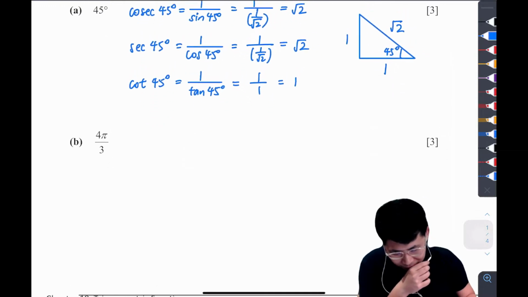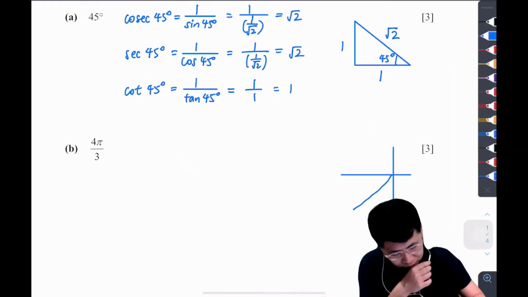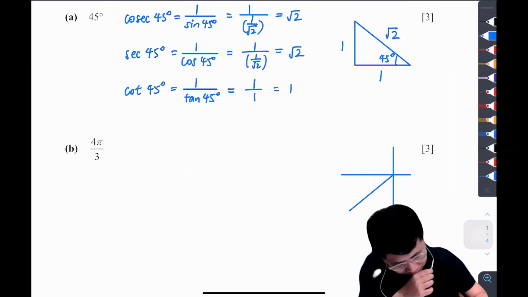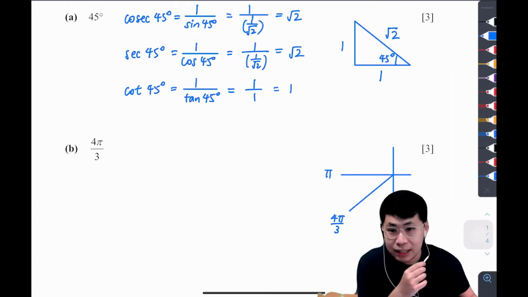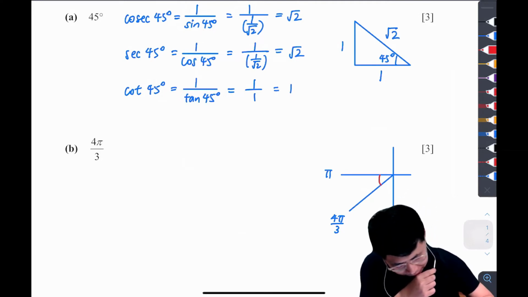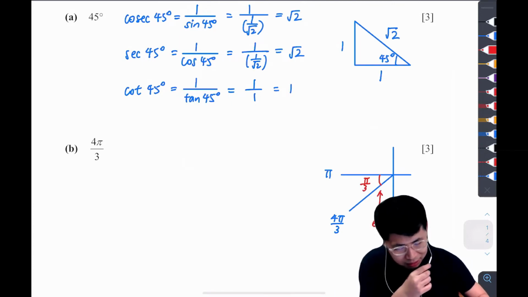Now, second, 4 pi over 3. So where is 4 pi over 3? It is going to be in the third quadrant, which is 240 degrees. Pi is 180 degrees. So the basic angle that I'm looking at would be 4 over 3 minus 3 over 3, so it's just 1 over 3 pi. So this is pi over 3, and I can think of pi over 3 as 60 degrees.